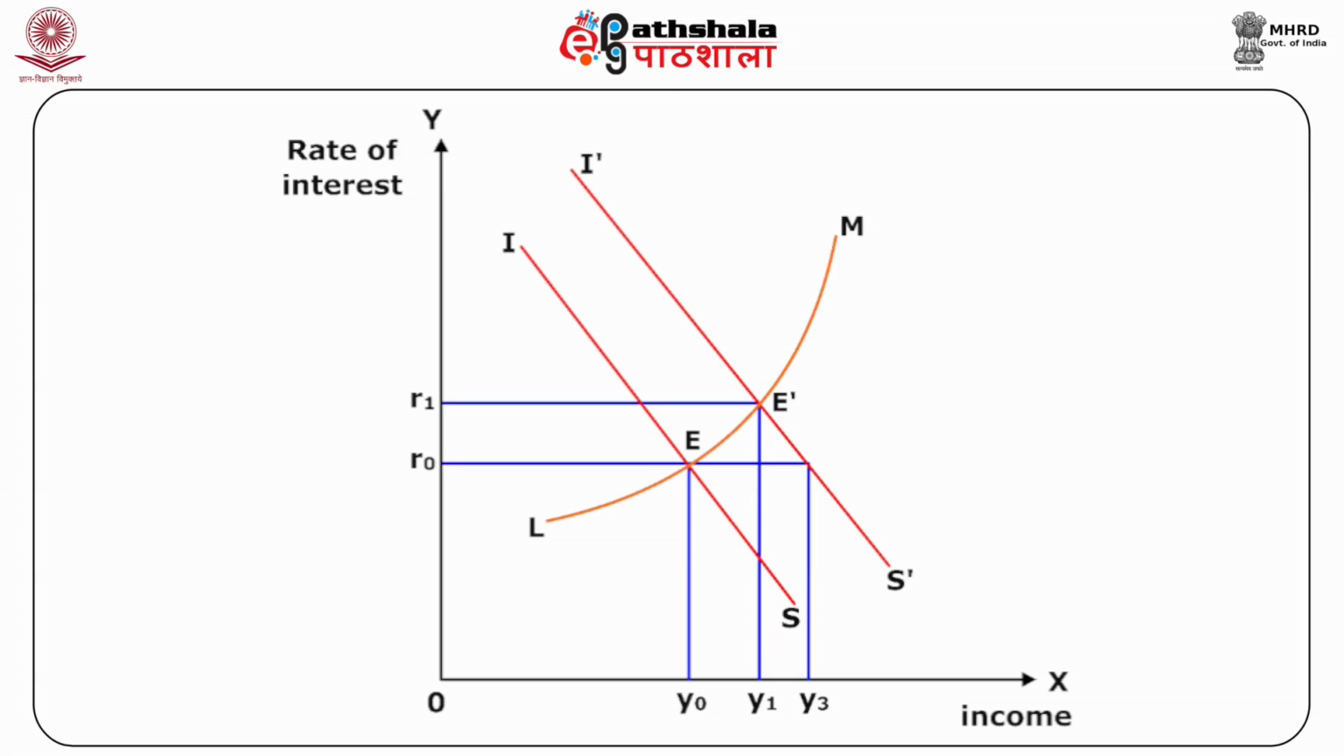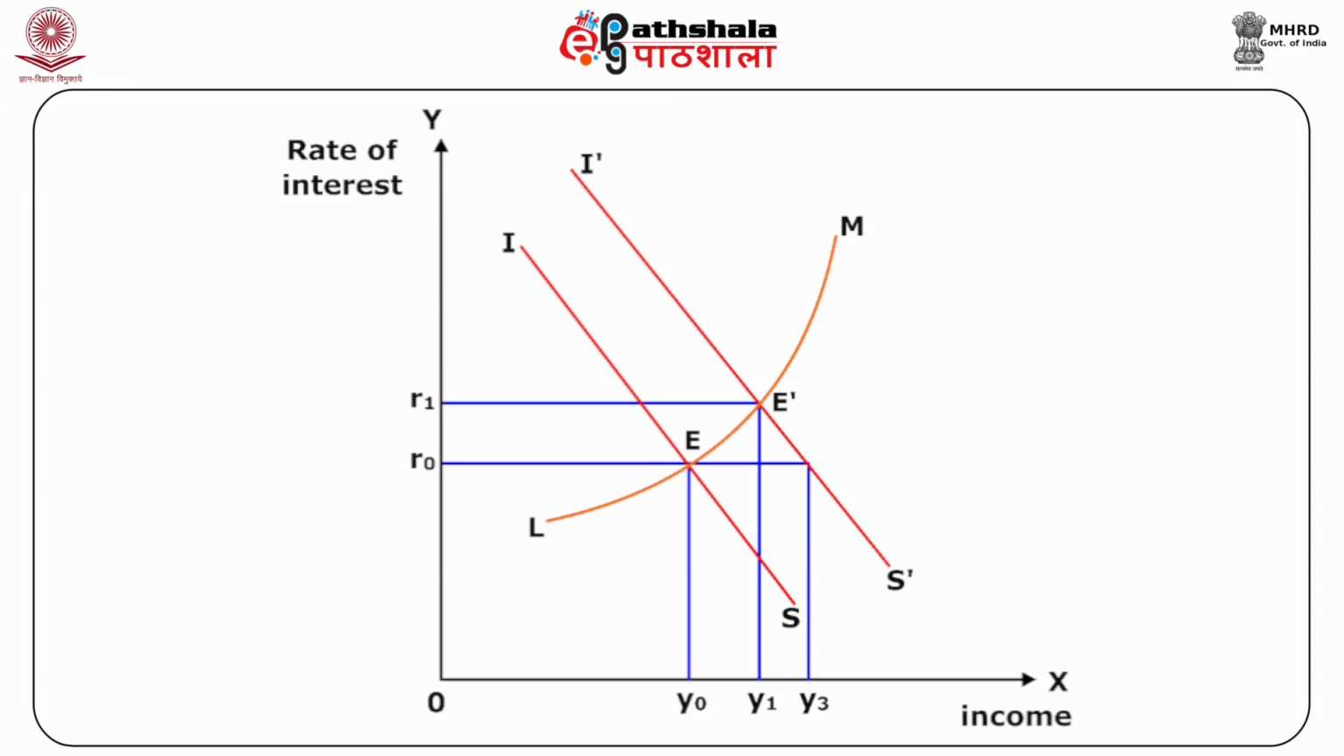With an expansion of government expenditure, for instance, the IS function would shift from IS to I prime S prime. What would you expect if nothing else were to change in the economy? The income would increase from Y0 to Y3, and this is known as full expansionary income.